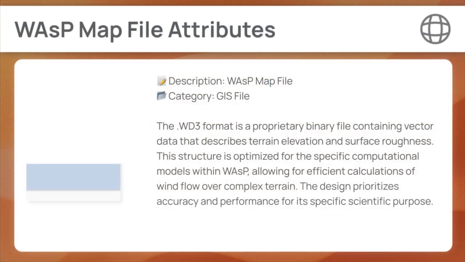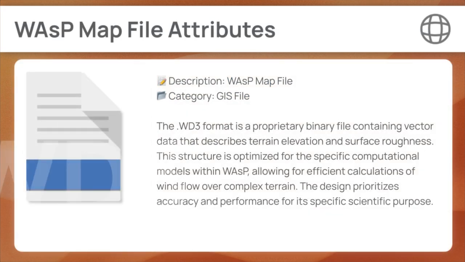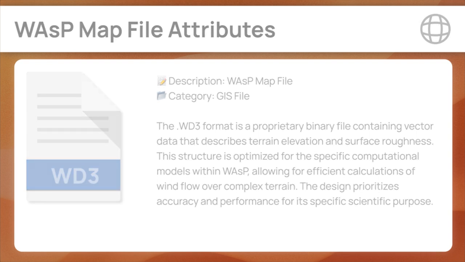The WD3 format is a proprietary binary file containing vector data that describes terrain elevation and surface roughness. This structure is optimized for the specific computational models within WAsP, allowing for efficient calculations of wind flow over complex terrain. The design prioritizes accuracy and performance for its specific scientific purpose.